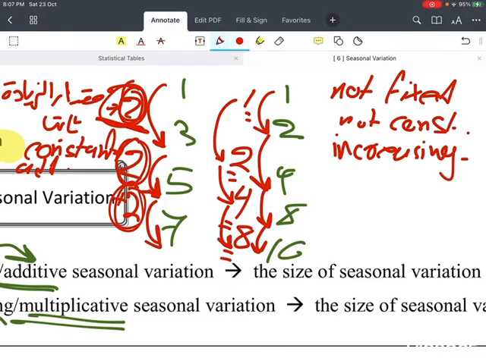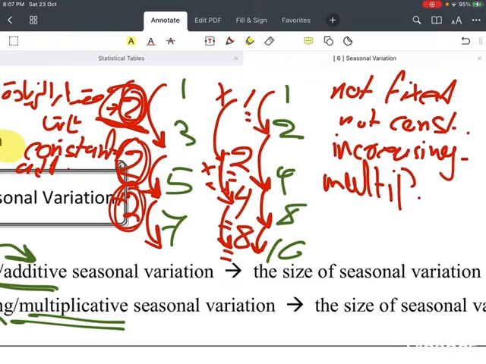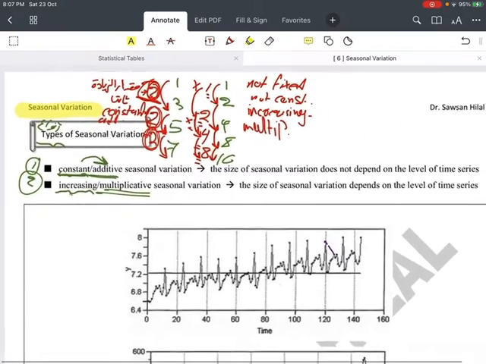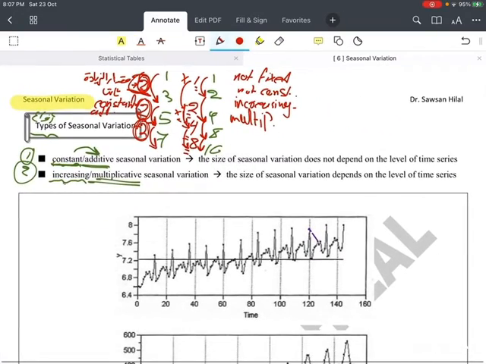From 1 to 2 it was multiplied by 2. From 2 to 4 it was multiplied by 2, and so on. So it is multiplicative. Now we can decide which one is constant and which one is increasing. In this way, a simple example tells me the difference between constant and increasing.